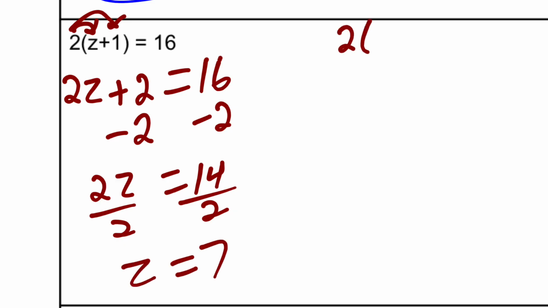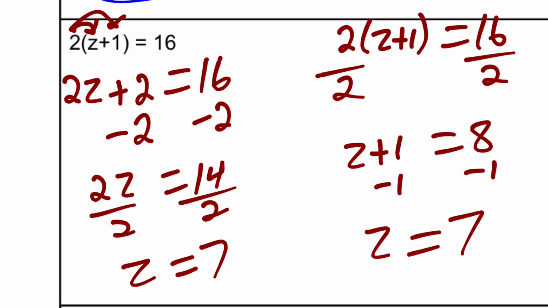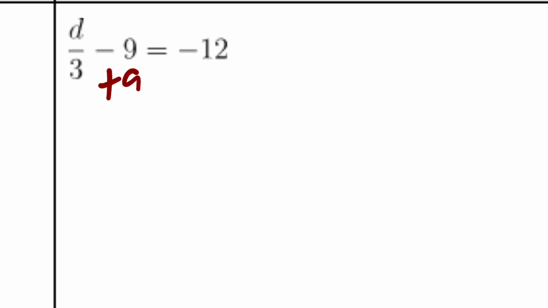It's also possible to think of it as multiplication in parentheses, which means you divide by 2 first, and you get that z plus 1 is equal to 8. And then you minus 1, and you get that z is equal to 7. Both of these work.